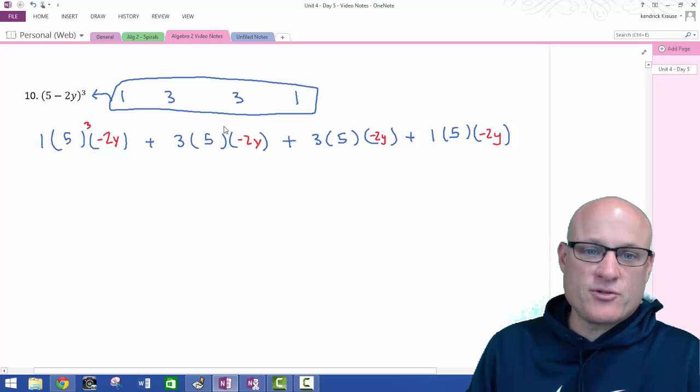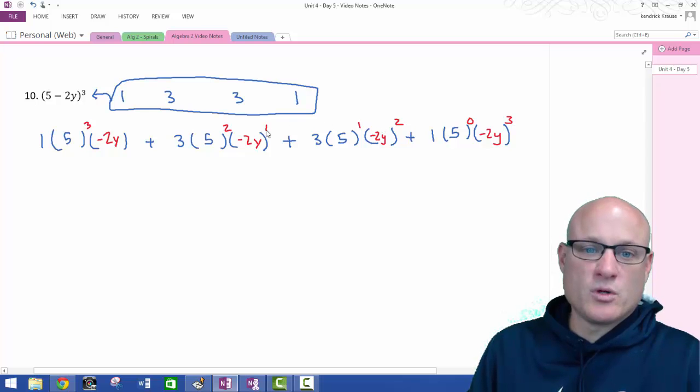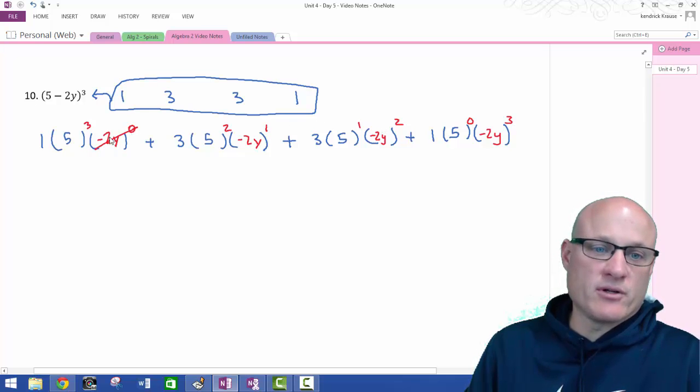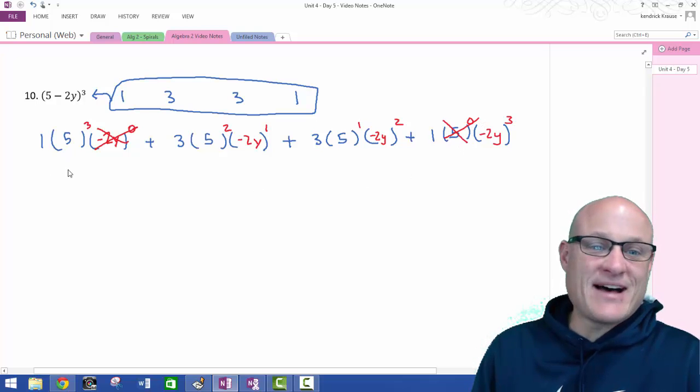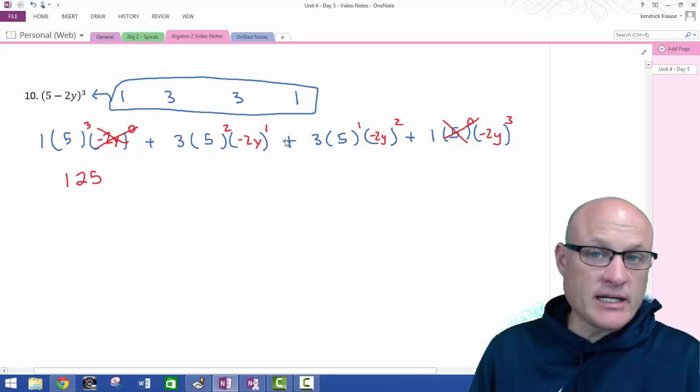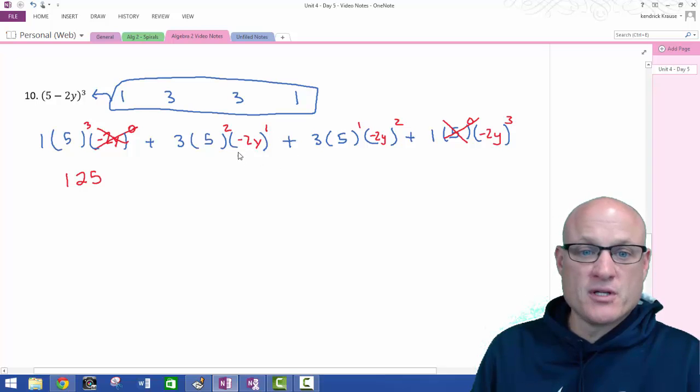3, 2, 1, 0. We're going to turn around and come back. 3, 2, 1, 0. Now we can get rid of those ones that just helped us. The helper ones. See ya. All right. 5 cubed. That's 125. Now, remember what I told you about the negatives. One's going to be plus. One's going to be minus. Every other one is going to be positive, and one is going to be negative every other time. So, negative 2 to the first is just negative 2.